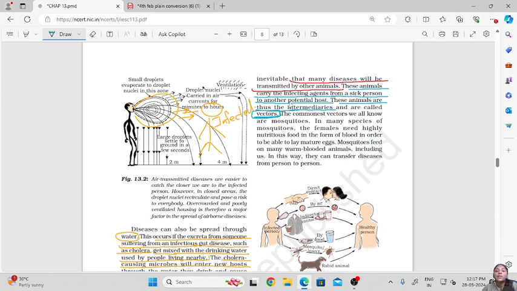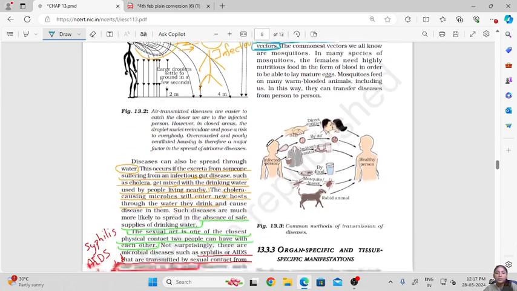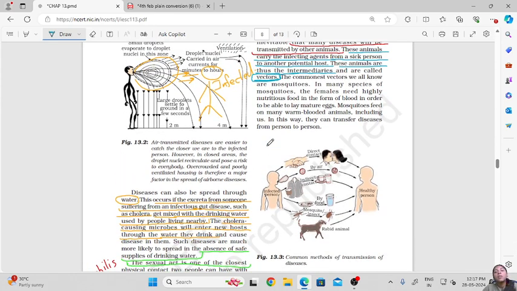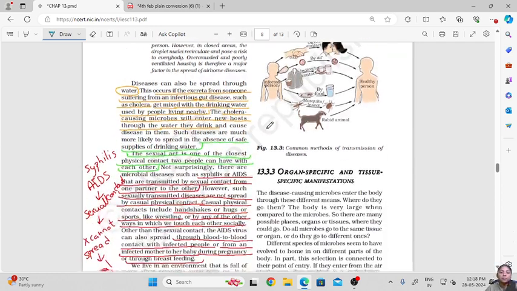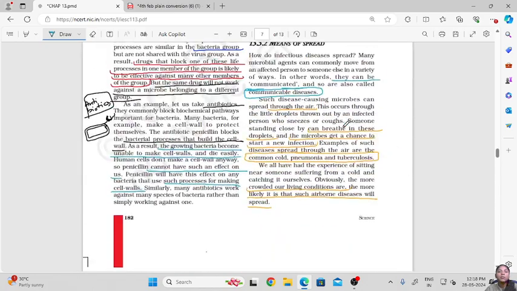One of the common vectors that we know is the mosquito. We already know that mosquitoes are the vector for the malaria disease. This is because the females require nutritious food in the form of blood to lay mature eggs. So they feed on various warm-blooded animals including us, and when they do so, they can transmit the pathogens, the protozoans, from one organism to another. This is how this disease can be spread.